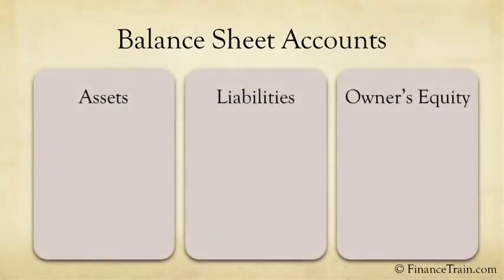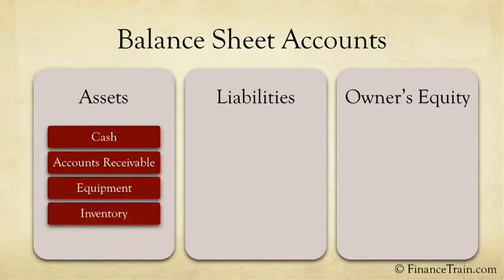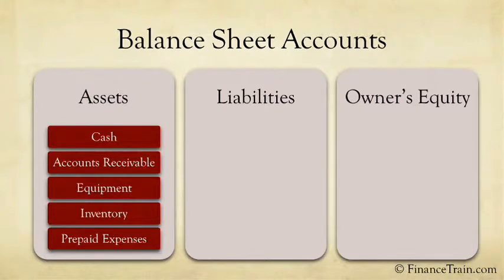The three balance sheet accounts are shown on screen. As you can see, the common types of asset accounts include cash, accounts receivable, equipment, inventory, and prepaid expenses. Note that these are just examples of asset accounts. The accounts receivable refer to the money that you expect to receive from other businesses or individuals. In reality, there will be many asset accounts.